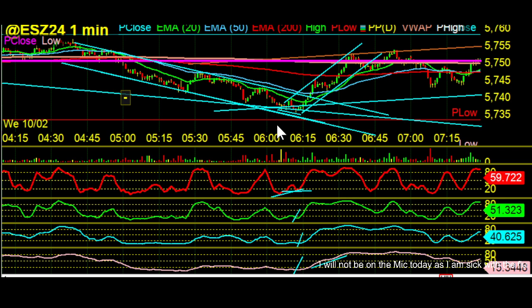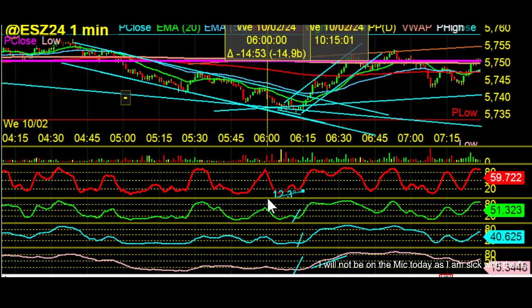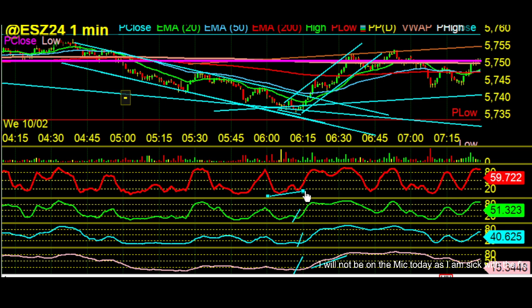Here's 6 o'clock in the morning, nice downward channel. These channels get defined by divergence. Once you start to see that higher low, and this was kind of underneath the 20, again, this is a more difficult trade because I want newer traders to really stick out for the better divergences.